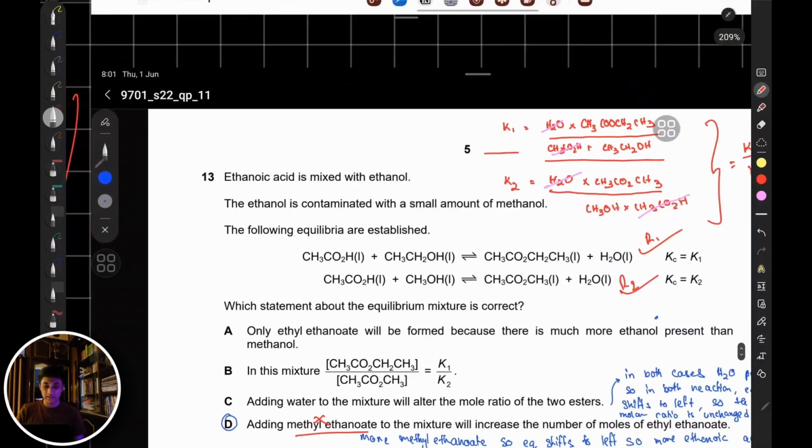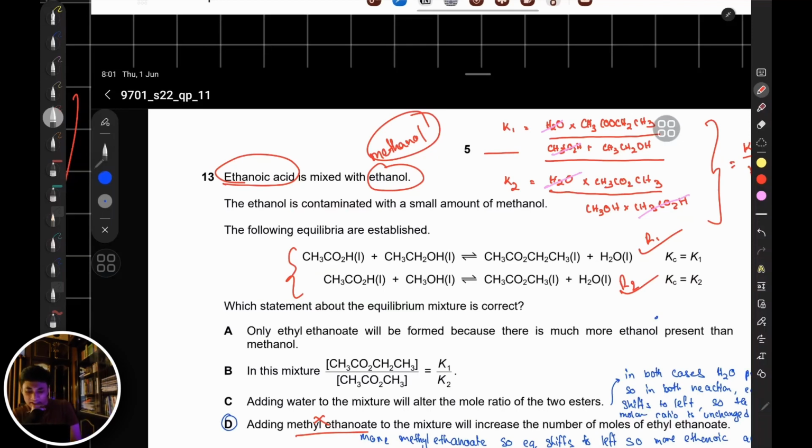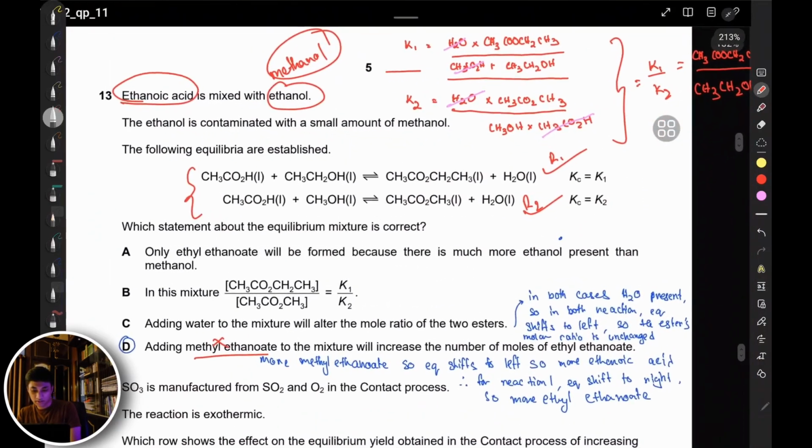So basically they're mixing ethanoic acid with a mixture of ethanol and methanol. So ethanol is contaminated with a little bit of methanol. As a result, there are 2 reactions. Okay, fair enough. Which statement about the equilibrium mixture is correct?